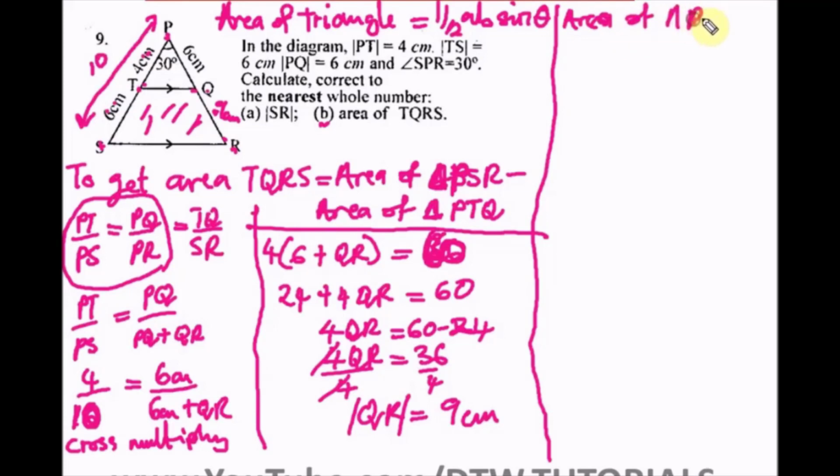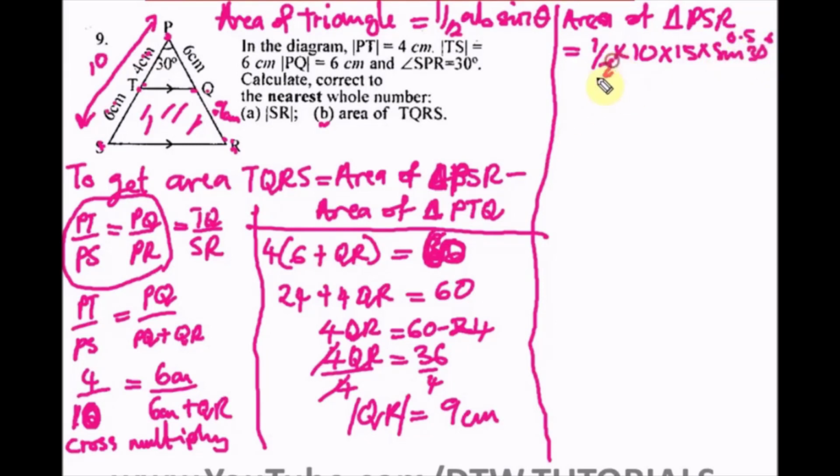The area of triangle PSR will equal half. What is A? We're looking at this triangle PSR. A is PS, and PS is 10. So we have times 10. And our side B is 6 plus 9. And what is 6 plus 9? That will give us 15. So we have 15, and times sine 30 degrees. And sine 30 is definitely 0.5.